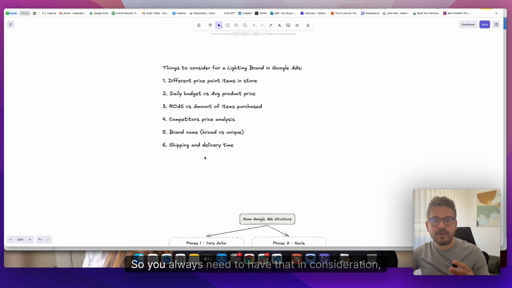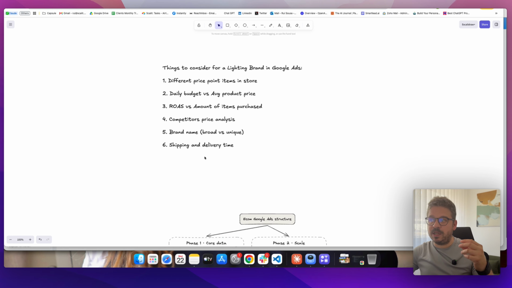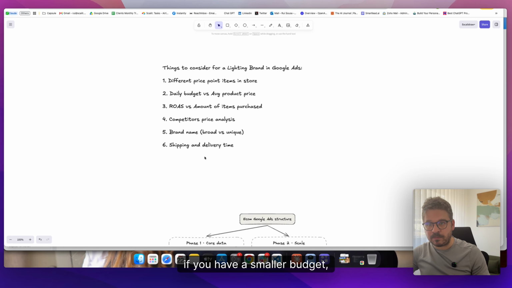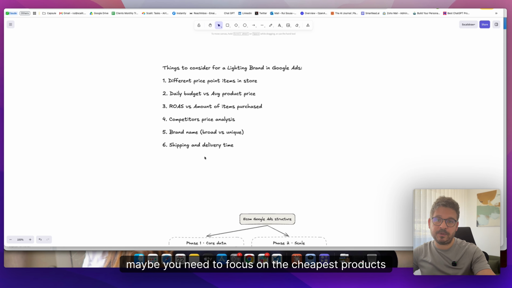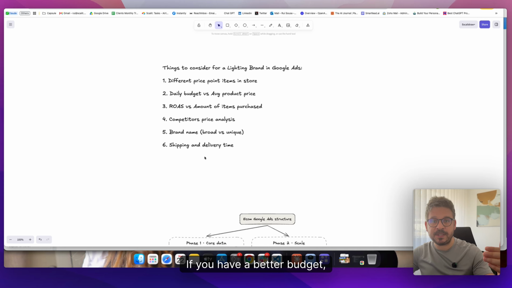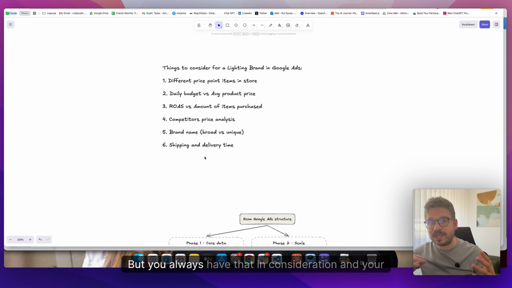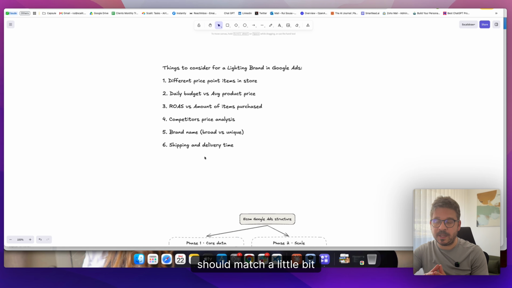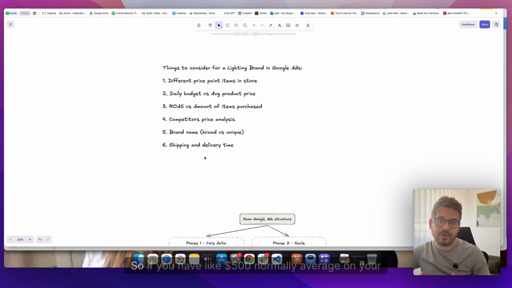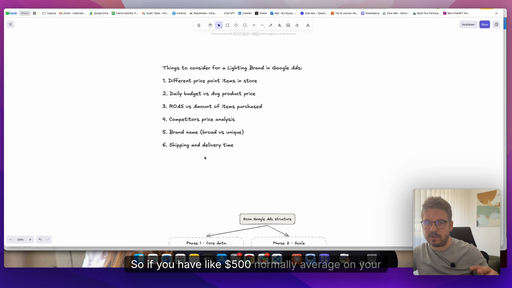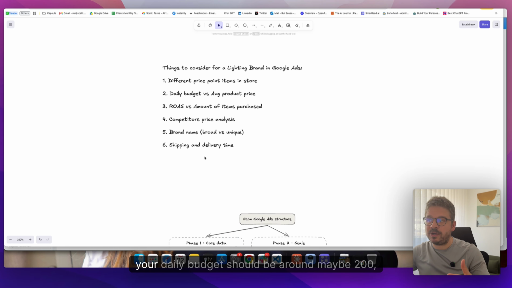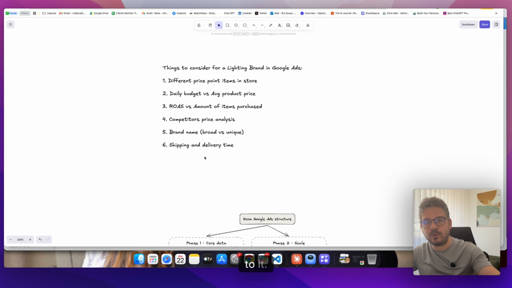Okay, so you always need to have that in consideration. If you have a smaller budget, maybe you need to focus on the cheapest products in your store. If you have a better budget, maybe you just want to focus on the top expensive ones. Your expectation needs to be that your daily budget should match a little bit the average product price. Okay, so if you have like $500 normally as your average product price, your daily budget should be around maybe 200, 500, close to it.